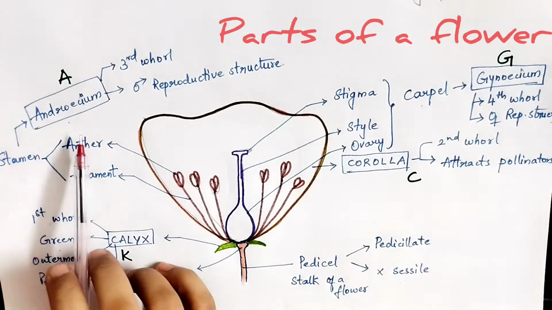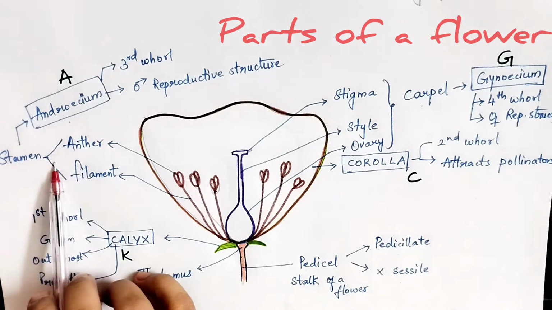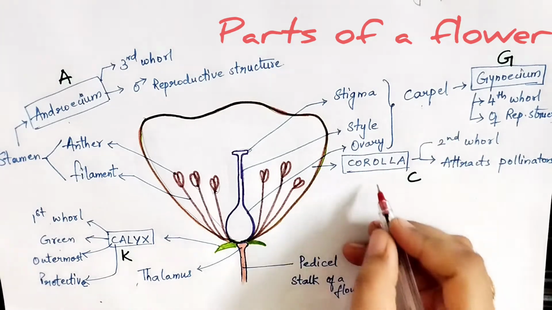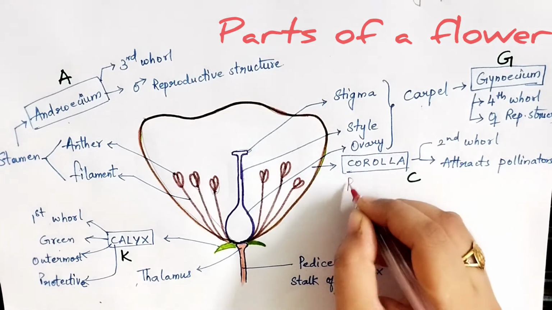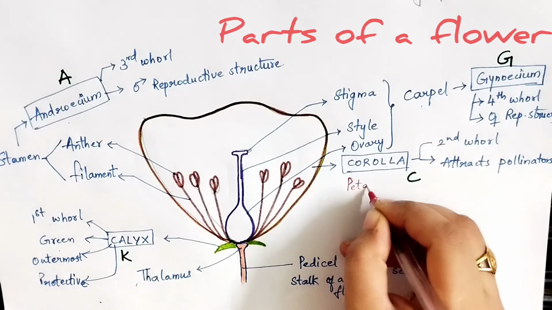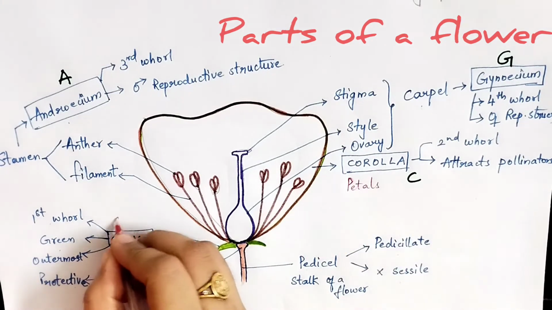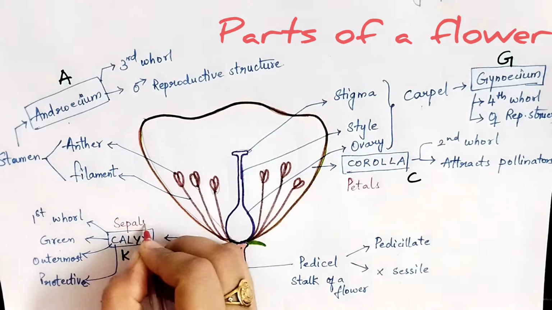These are the symbols which we are using to represent the four different whorls. Now I have shown that the units of androecium are stamens and the units of gynoecium are carpels. The units of corolla are petals. In the same way, the units of calyx are nothing but the sepals.